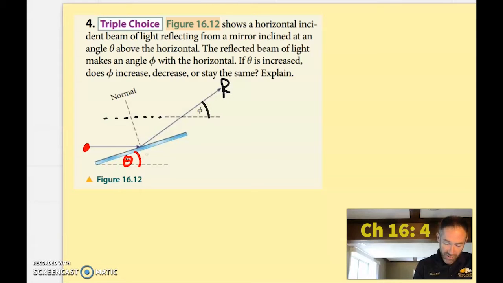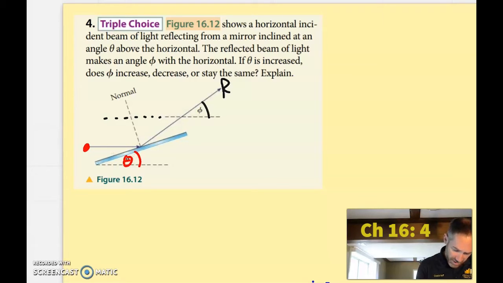They want to know if you increase this theta, is the angle phi going to be even steeper or is it going to be less steep? Well, if you think about it as a static situation, you might actually struggle with this one. But if you think about it as just that horizontal line coming all the way across, you might be in good shape. So that's theta right there.